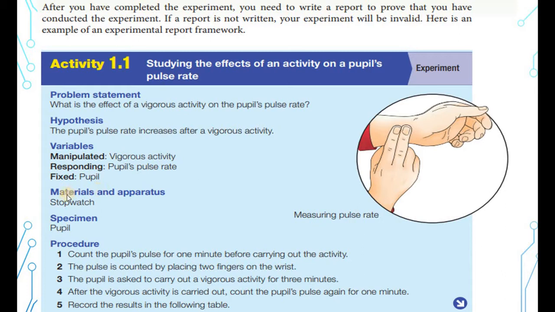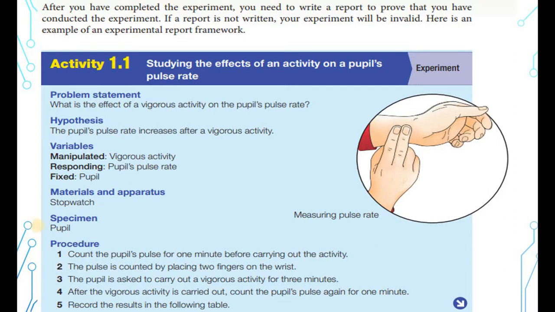Then number 4, you have to write materials and apparatus. In this activity, you just use the stopwatch only. And for the specimen, you have to write pupil. Then number 5, you have to write the procedure. In the report, you have to write the procedure based on what you have done. That occurred in the past. So in the procedure, I want you to change the sentences into past tense.